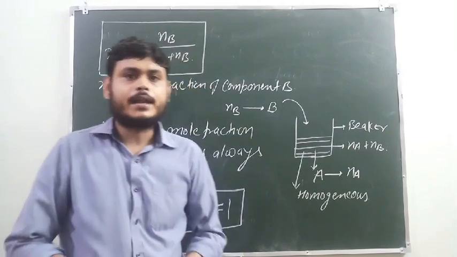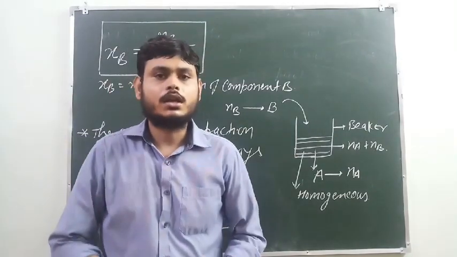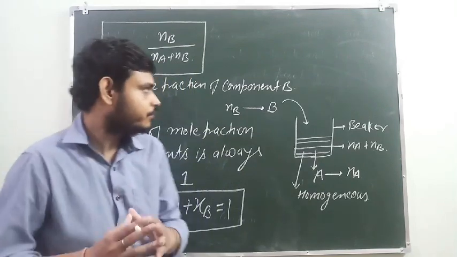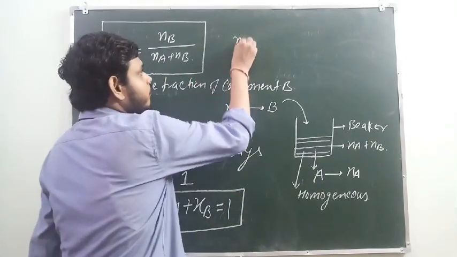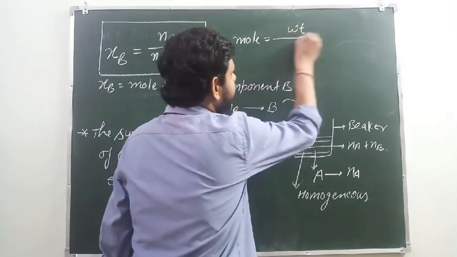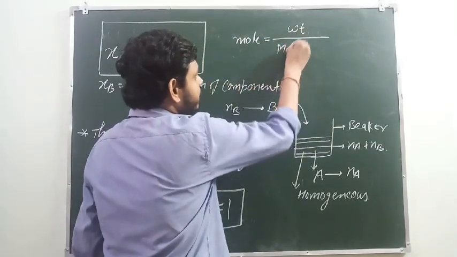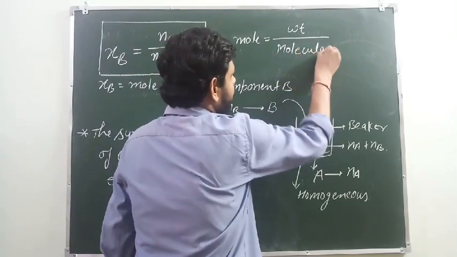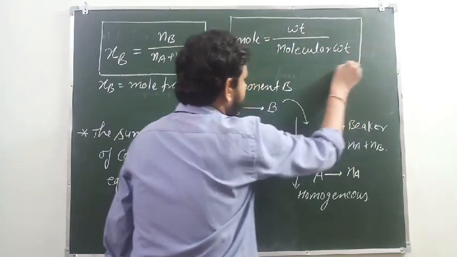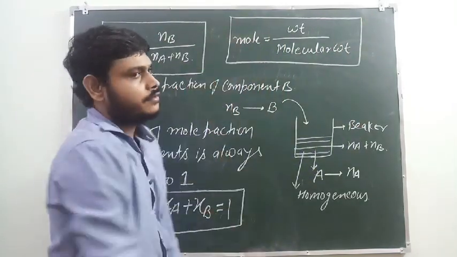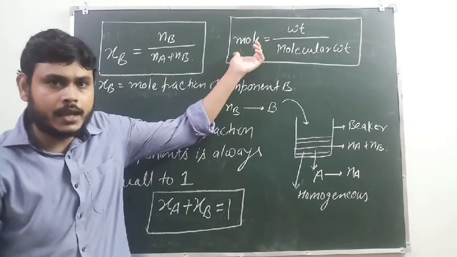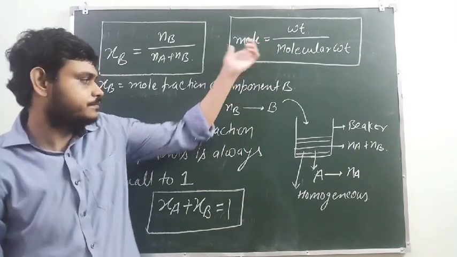One question will arise: how to calculate the number of mole of component A and component B. So we know that mole is equal to weight of solute divided by molecular weight. By using this formula, we can calculate the number of mole of component A and component B.